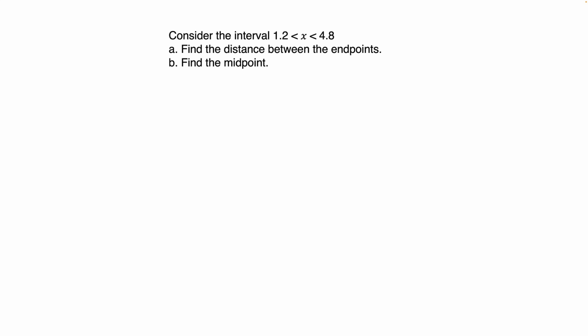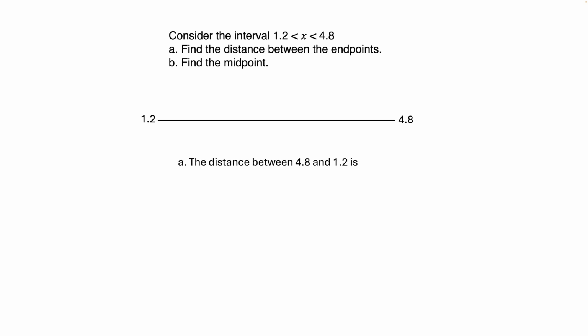So we've got this interval that x ranges between 1.2 and 4.8. I can represent that with a number line here. Find the distance between those two endpoints. So in other words, what's the length of this line segment here? So in order to do that, to find the distance between 4.8 and 1.2, you can just subtract, and the difference is 3.6, or the length of that line segment is 3.6.